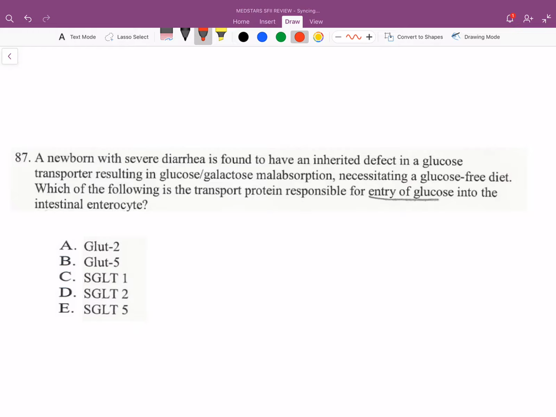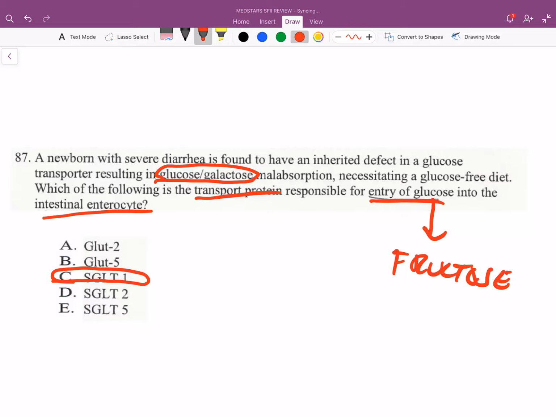All right, we're back. So basically this question is saying, what transport protein is responsible for the entry of glucose into the intestinal enterocyte? Slam dunk here, right? The one responsible for glucose and galactose is going to be your SGLT1, right? If the question was asking you what transport protein is responsible for fructose into the enterocyte, at that point the answer would be GLUT5, right?